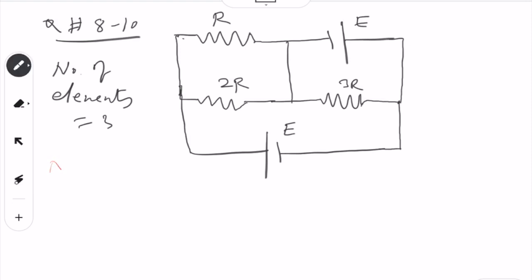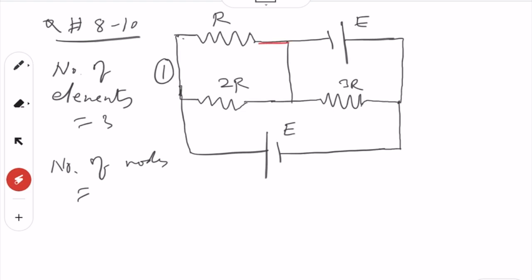So, number of nodes will be equal to, if you see this one, you have this point and this point, right. If you see this one, this point and this point. So, this and this will have the same potential, right. So, this will constitute one node. So, you will call it node number 1. Okay. Similarly, if you see here the second one, the second end of R is here. Okay. So, the second end of 2R is here, both are combined basically. So, hence this whole thing will constitute node number 2. Yeah. So, this is node number 2.